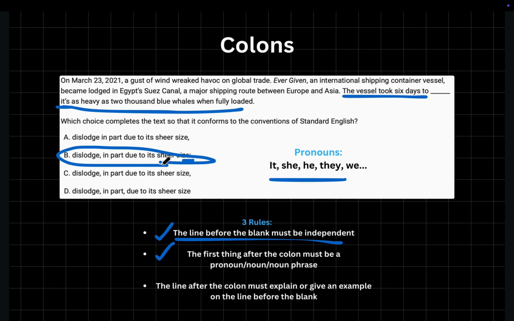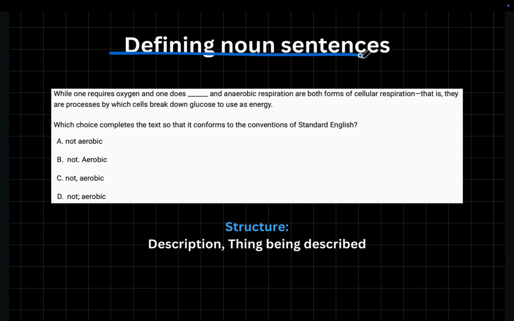Now that we are finally done with colons, let's talk about defining noun sentences. Some of you might know these as modifiers. The reason I call these questions defining noun sentences, however, is because there's a description, then a comma, then immediately comes the thing that is being described, which is a noun or a noun phrase.